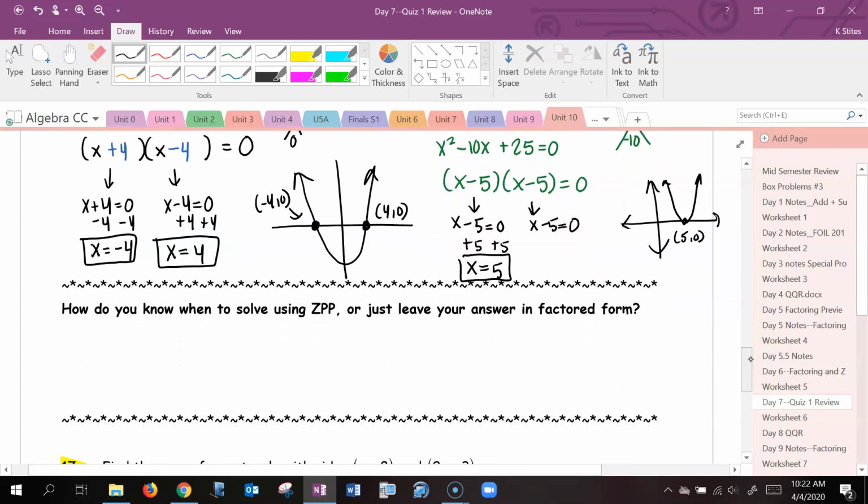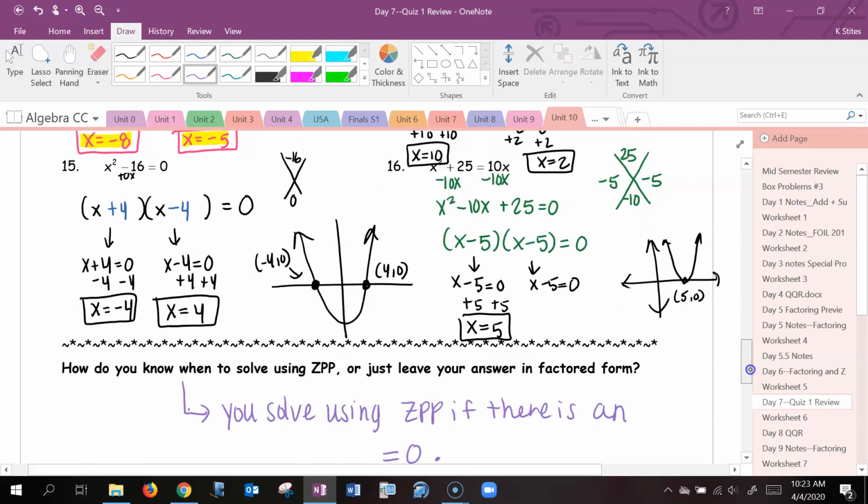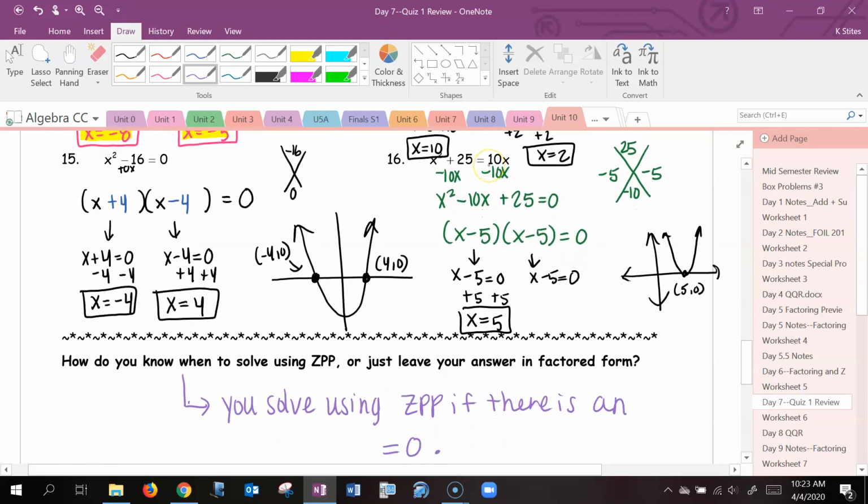So then the very last thing here, how do you know when to solve using ZPP or just leave your answer in factored form? And the big answer here is you are not solving unless there is an equal 0. So you solve using ZPP if there is an equal 0. And now there are obviously special cases, like for example, number 16, it was equals 10x. So we had to move that 10x over and then there's an equals 0. Okay, so if there's an equal sign, I should say, but you can't use it until it's equal to 0.